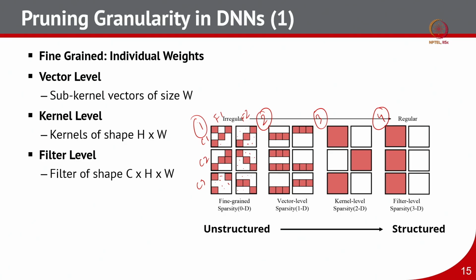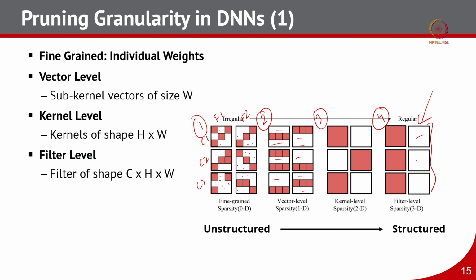Now instead we can also do vector level pruning, where we can remove one row from one particular channel of one particular filter. That is another granularity of DNN pruning. Now at kernel level, we can remove the entire kernel of shape H by W from the DNN, right. And then finally, we have filter level, where one particular filter has been removed.